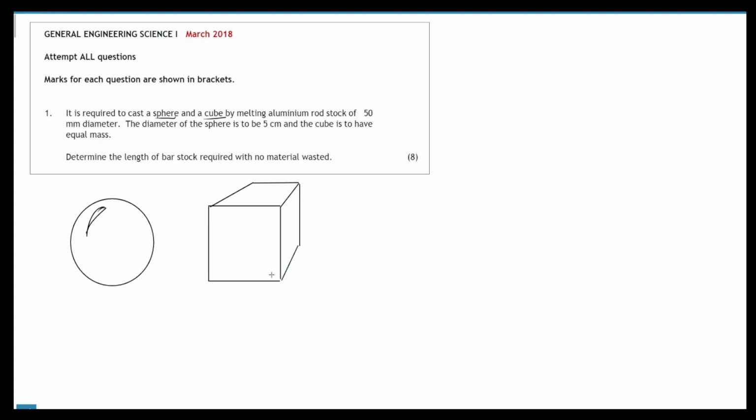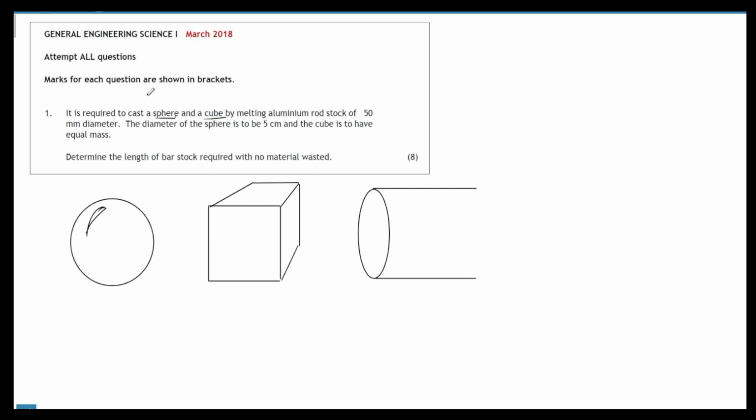It's quite difficult to understand a lot of information all at once, so I'll just break it down to little stages. So here's my cube. That should be fine. And then it tells me more information. It says the melting aluminium rod stock of 50 millimeter diameter. Oh, a rod stock. So it isn't a rod, that's going to be a tube, like a cylinder like this.